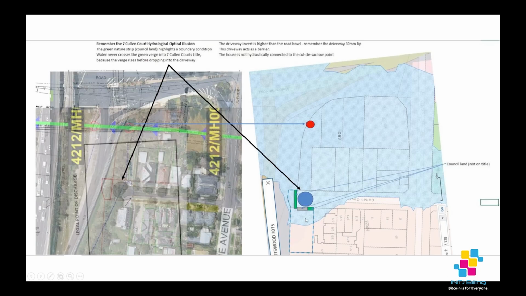Remember the driveway invert of 7 Cullen Court is higher than the road bowl. Remember we've got the 30mm lip on the driveway, the driveway acting as a barrier, and the house is not hydraulically connected to the cul-de-sac low point. Cul-de-sac low point, Cullen Court, the road section. So I just thought I'd show you this image because it's obvious that this polygon is incorrect.